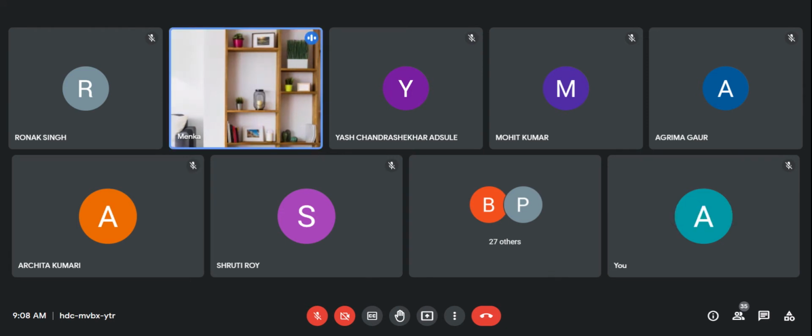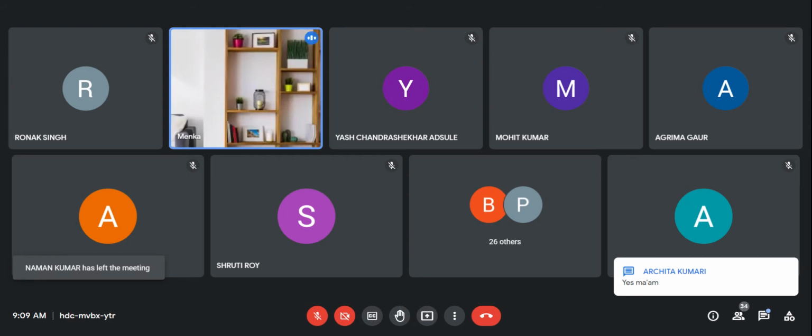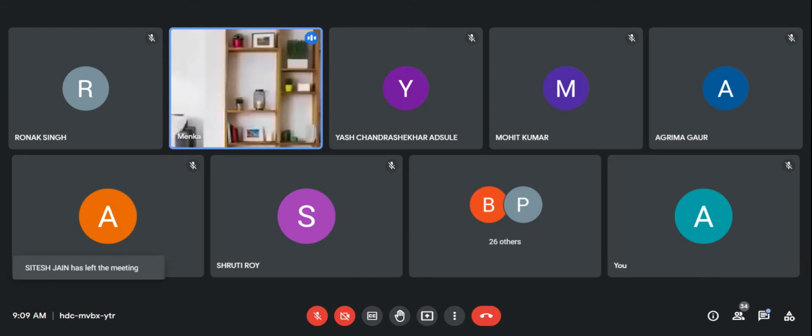CR, please inform others to join soon so that we can start. CR is there? Not there? Archita, you tell all others to join soon, okay? We'll wait for 5 minutes and then we'll start. Please ask everyone to join. Are you there, Archita? Mohit? Mohit is there? Please ask everyone to join. We will start in 5 minutes then.